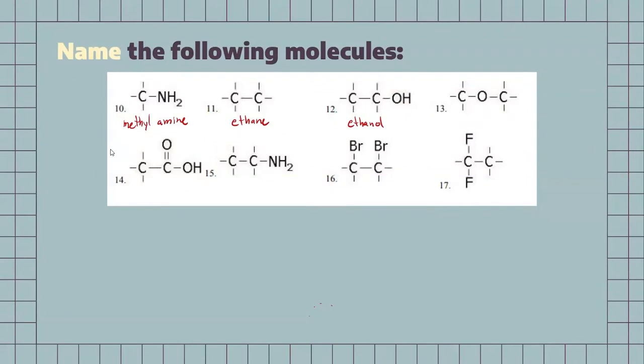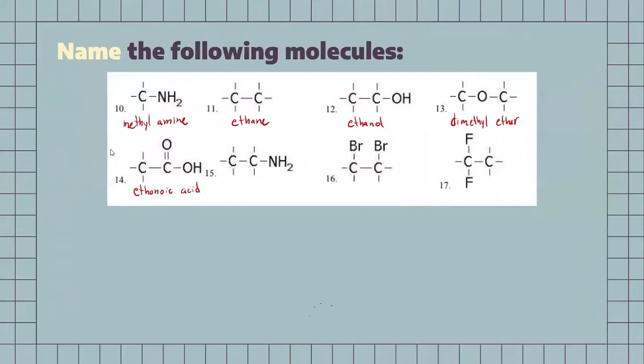For our next one, we have to identify that it's an ether based on the oxygen joining our 2 chains. We have a methyl group on this side, another methyl group on that side. So it's going to be dimethyl ether. Next, identifying again our functional group, that's going to be a carboxylic acid. Since we have 2 carbons, we know that it's going to have the ethane alkane root. So it'll just be ethanoic acid.